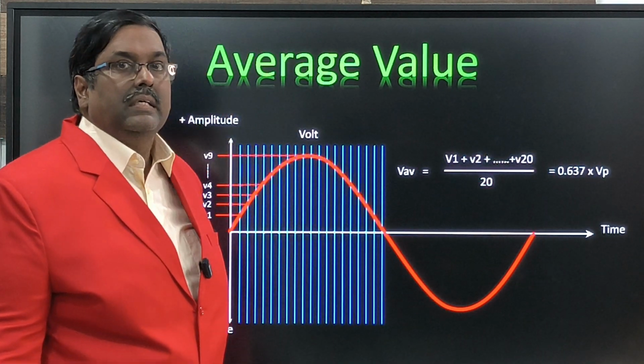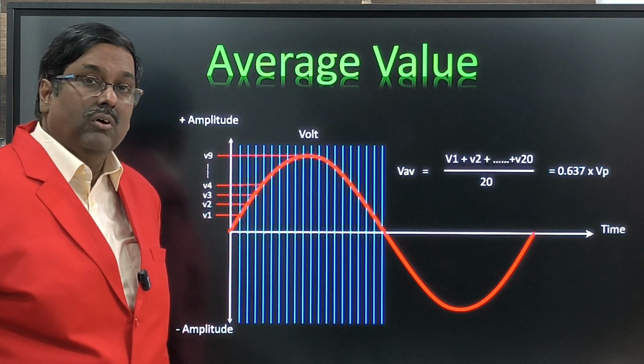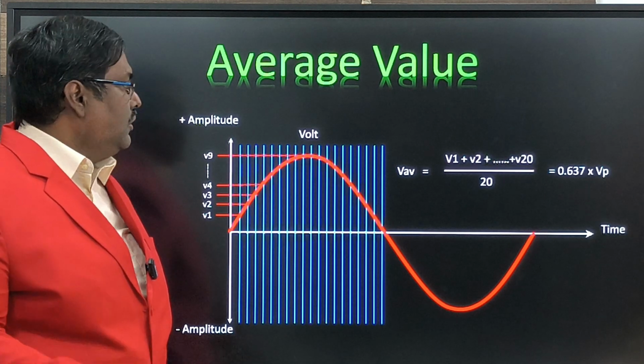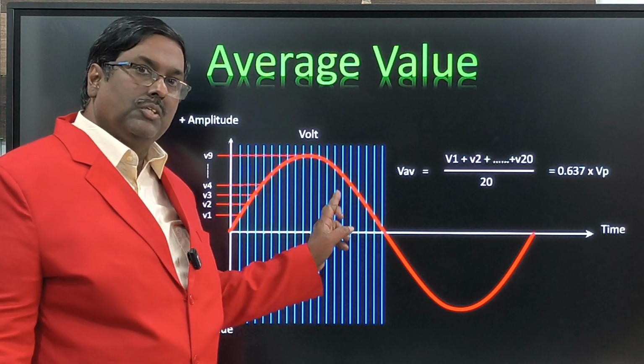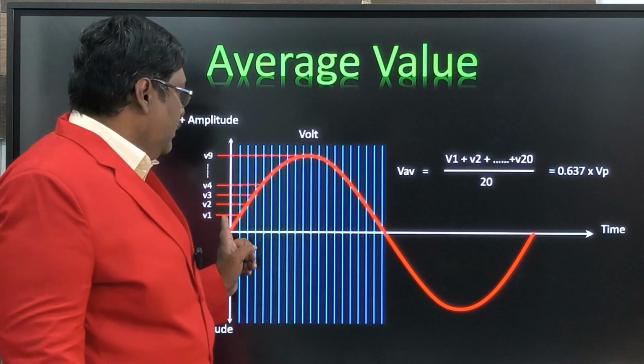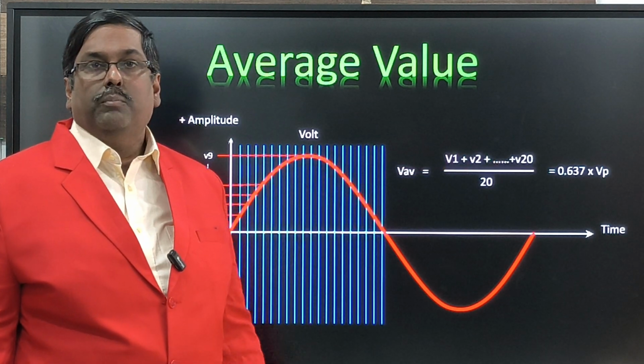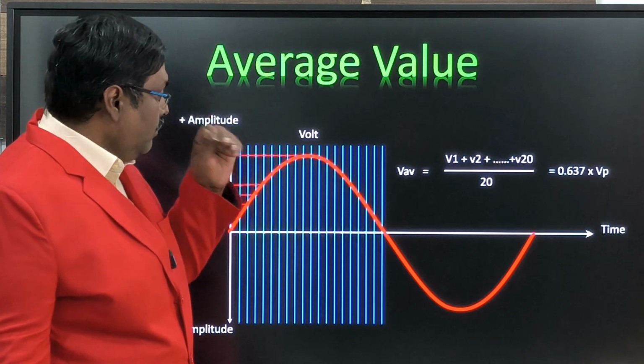It is 0.637. This is only for a sine wave. This will change depending on the waveform. If the waveform is square, that is different. If the waveform is triangular, that is different. So 0.637 into peak is only for the sine wave.